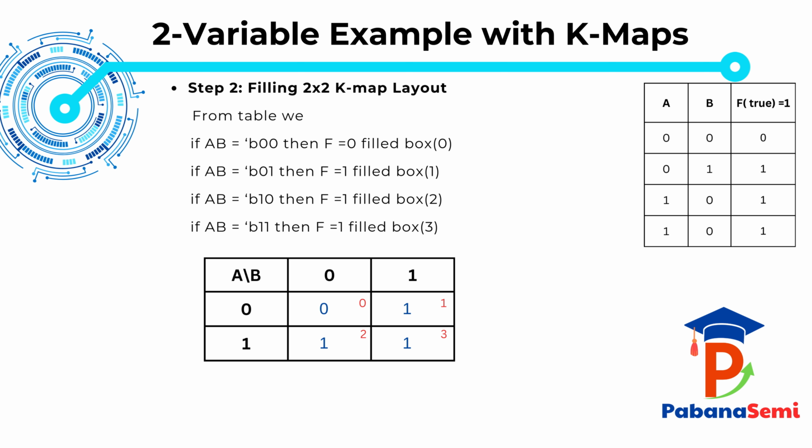Finally, when AB equals 1, 1, the output F equals 1. So we place a 1 in the cell at row A equals 1 and column B equals 1. This is box 3 or minterm M3. Understanding the filled K-map. At this point, the entire K-map is filled correctly. Each cell represents one input combination, matches one minterm, and contains the output value taken directly from the truth table.